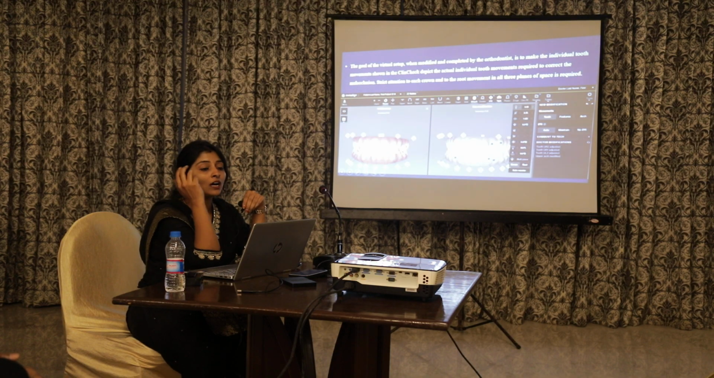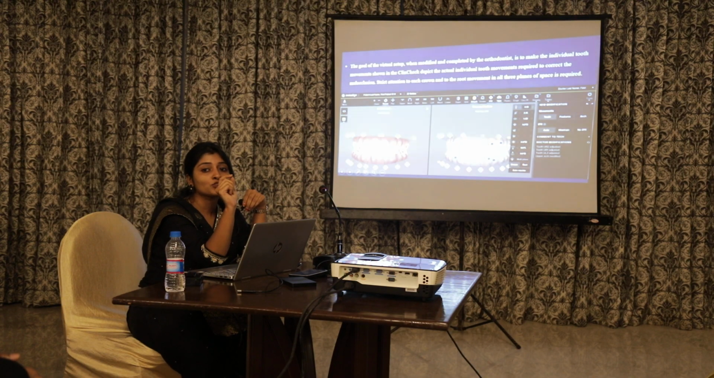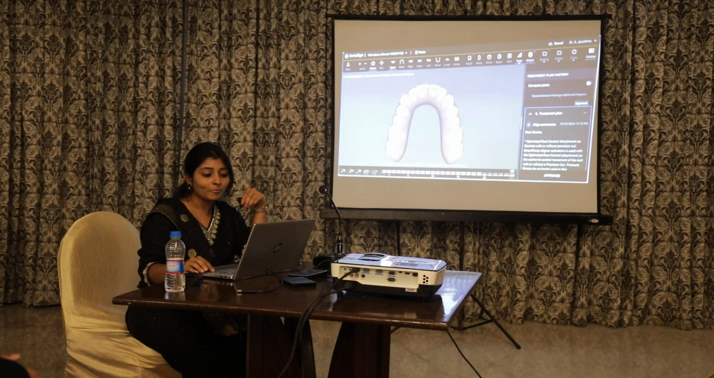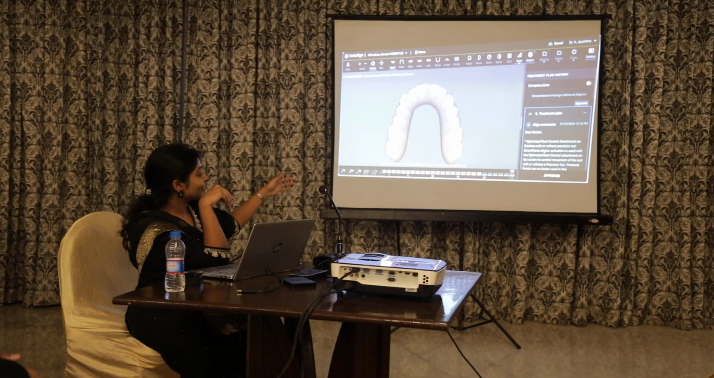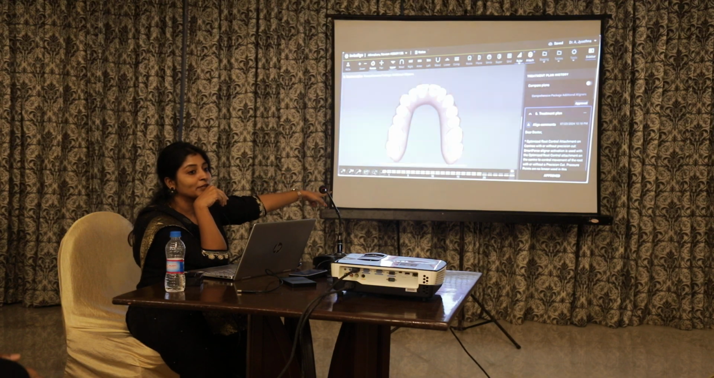It is also our duty to check the root position and crown position in all the planes of space. This is one of my patients, where this is the ClinCheck, and if you see at the bottom, it starts from 0 and ends at 25.